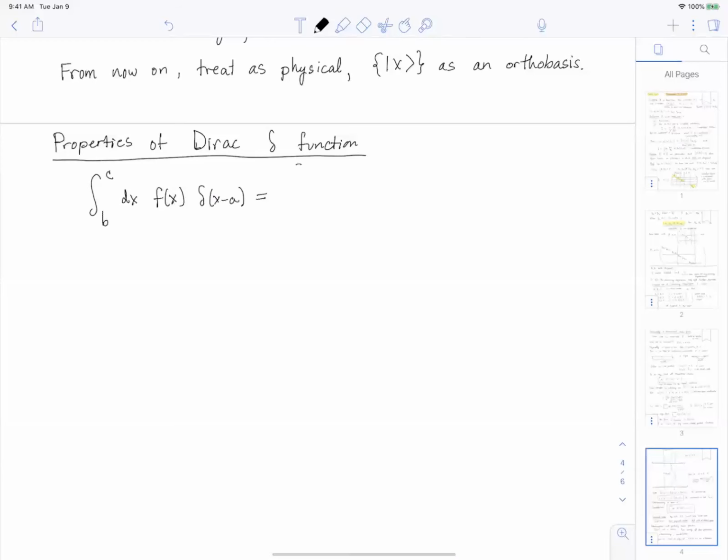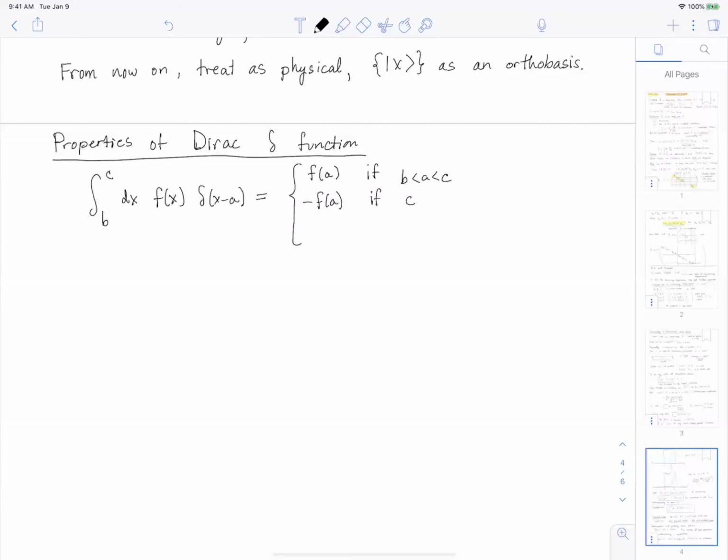then I get one of three possible things. I get the value of f at a, where the delta function has its 0. That's if b is less than a is less than c. But it could be that I hand you an integral like that with b larger than c and a in the middle, and then I would get minus f of a.